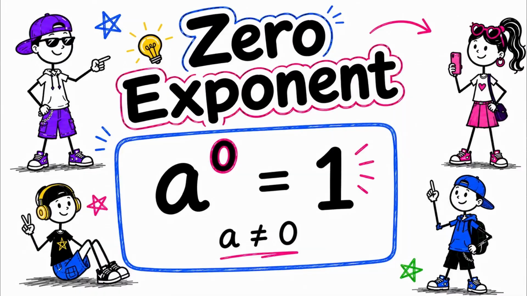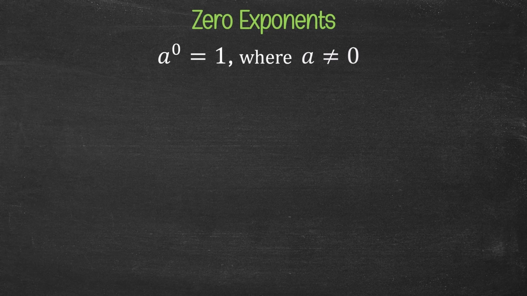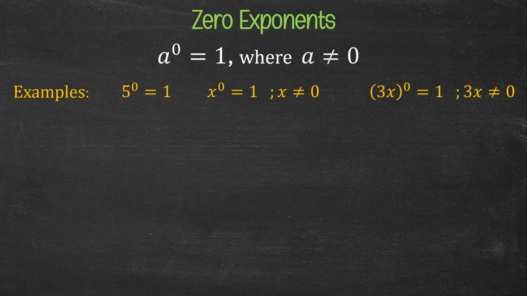All right, let's have a look at the zero exponent rule. Now, this rule says that a to the power of 0 equals 1, where a cannot be equal to 0. This means that any non-zero base raised to the power of 0 is equal to 1. So, for example, 5 to the power of 0 equals 1. X to the power of 0 also equals 1, where x cannot be equal to 0. And the bracket 3 times x raised to the power of 0 equals 1 as long as 3x doesn't equal 0. The very important condition is that the base may not be 0.